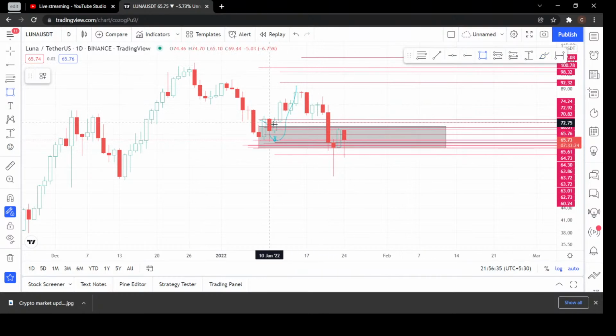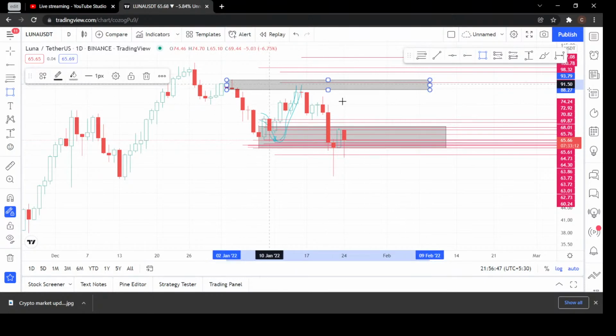So right here, they mitigate the price back into the zone before they go up. So this was the first order block. Now let's say you are a bearish person. Here on daily, you will find this order block and the mitigation happens here, then it goes down.